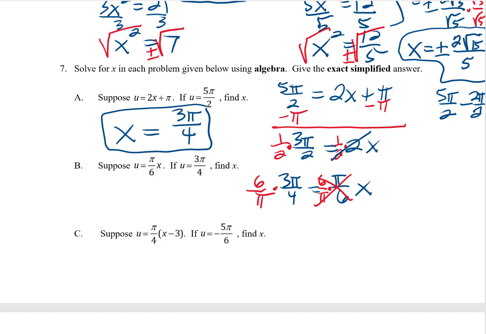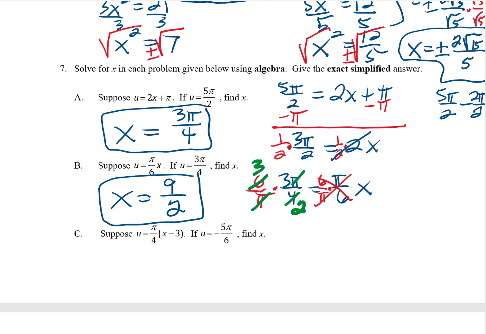On the left, I can do some cleanup. Let's see, do I have any common factors? The pi's divide out, and 4 and 6 share a common factor. And so I believe when everything is finished here, I end up with 3 times 3 is 9 on the top, and I have the 2 on the bottom. X equals 9/2.